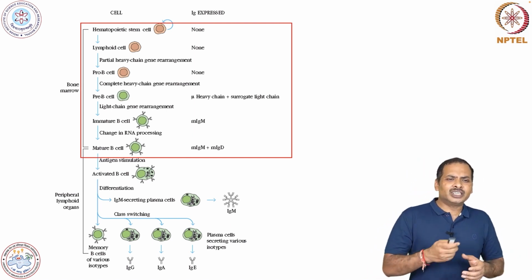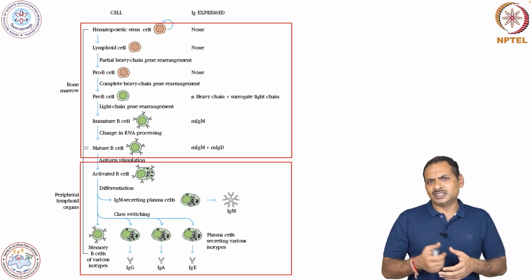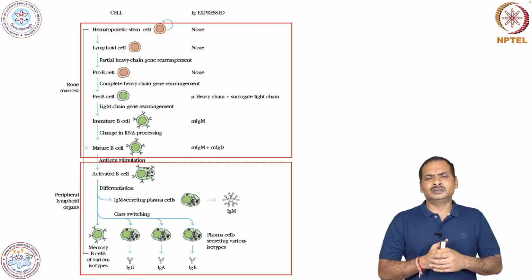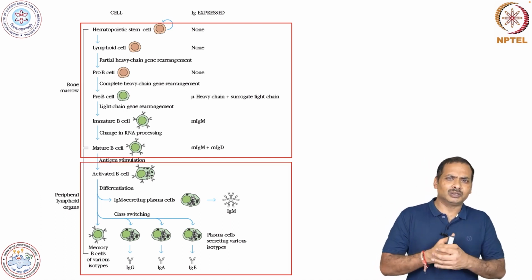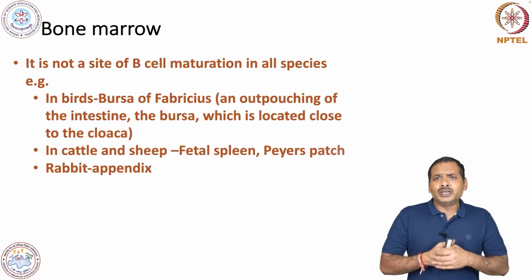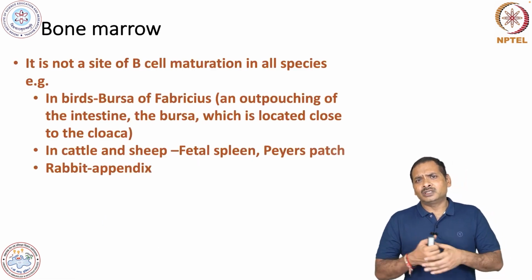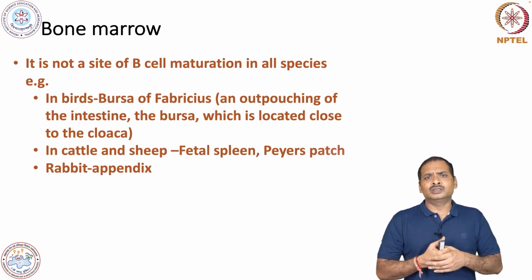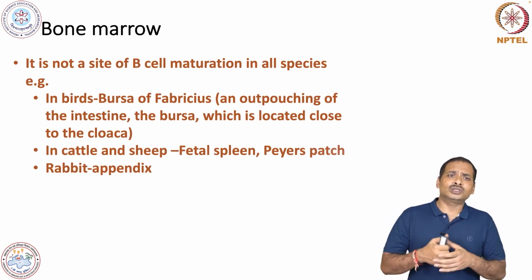Okay, so we will take up all those things in great detail when we cover antibodies or B cell development. So bone marrow is a key site for the development of B cells, but it is not true for other animals.